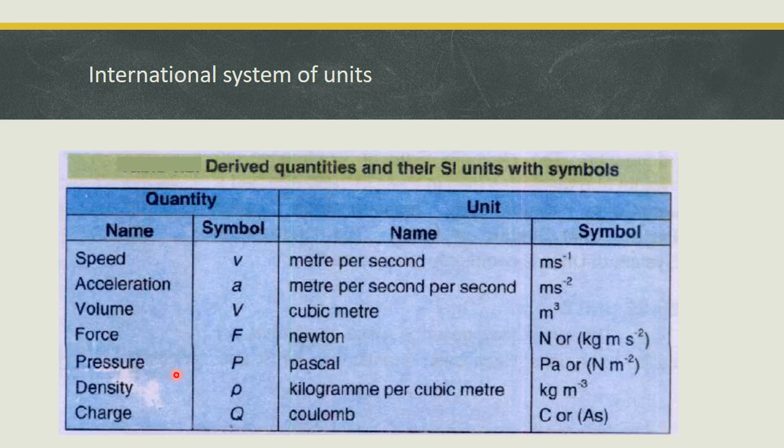Similarly, the unit for pressure is Pascal, and it is Newton per meter squared. Density is kilogram per cubic meter, and similarly the unit of charge is Coulomb, which is ampere second. There are a lot of other derived quantities, but these are some of the examples given in your book. Of course, when we study chapters 4, 5, 6 and 7, we see other derived quantities like work, power, pressure, volume, density. We see all these units again and again.